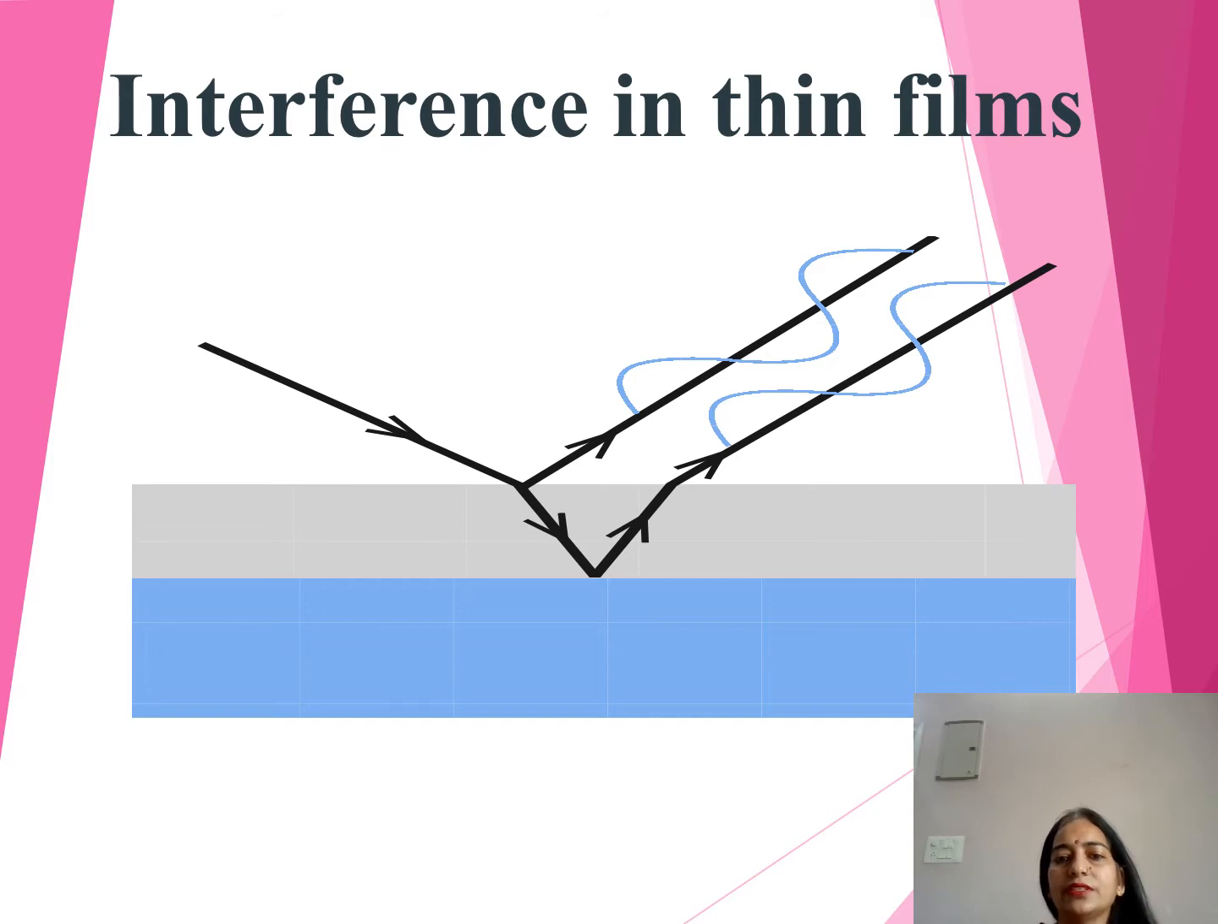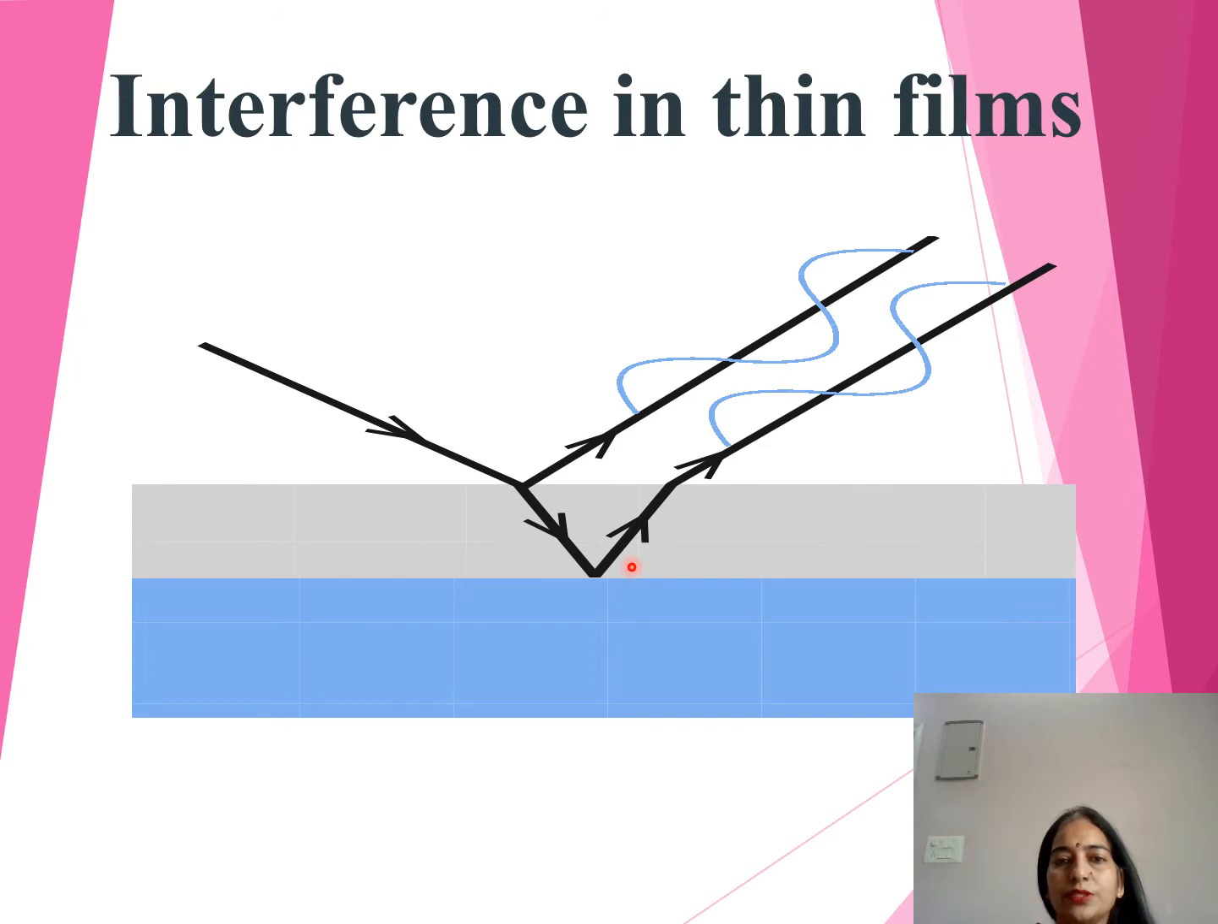Now, interference in thin film. This is a thin film of refractive index mu. Here we show how an interference pattern is obtained in a thin film. When light waves fall on a thin transparent film, Young explained the phenomenon on the basis of interference between light reflected from the top and bottom of the thin film.